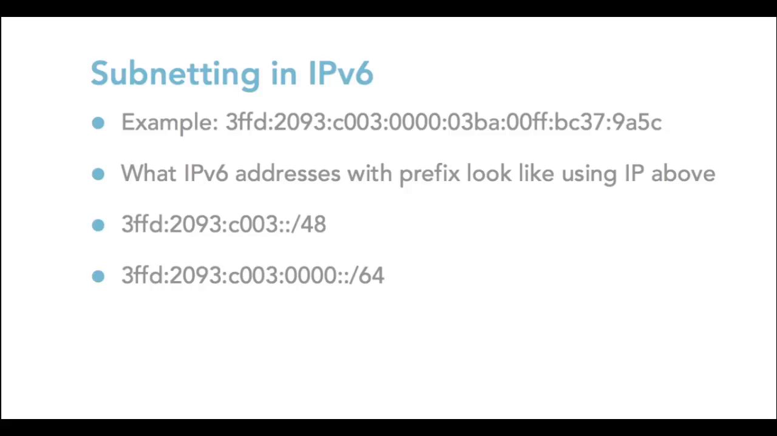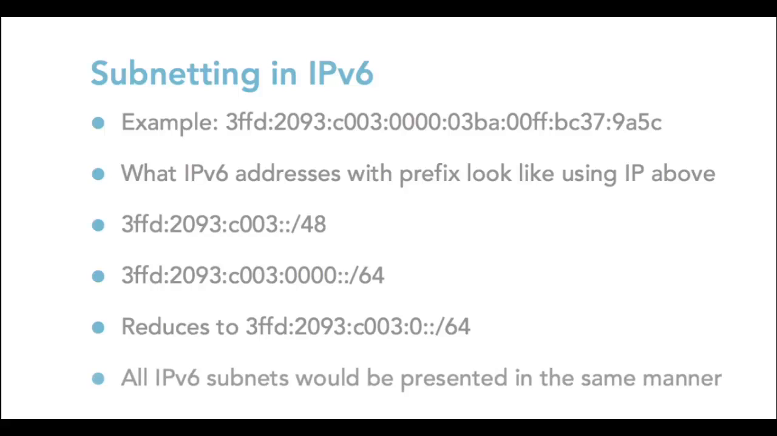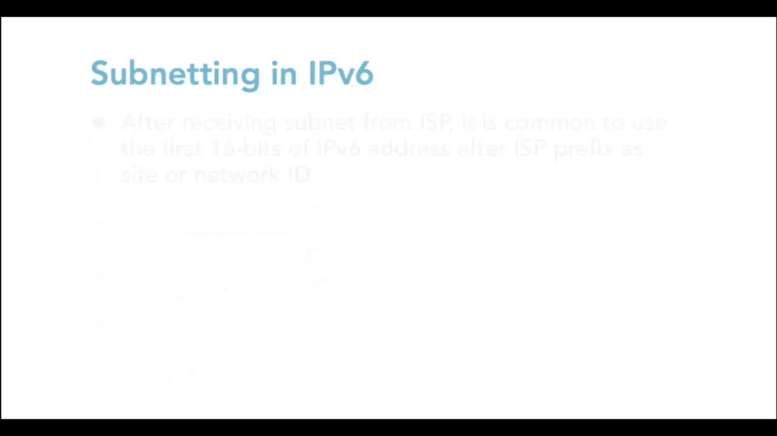3FFD:2093:0000/64. However, because of the rules that allow us to reduce the length of an IPv6 address when there are multiple leading zeros, we can actually reduce this value to this. So we end up with 3FFD:2093:0:0/64. Any other IPv6 subnet you would come across would be presented in exactly the same manner.